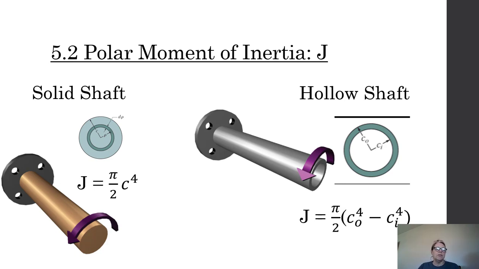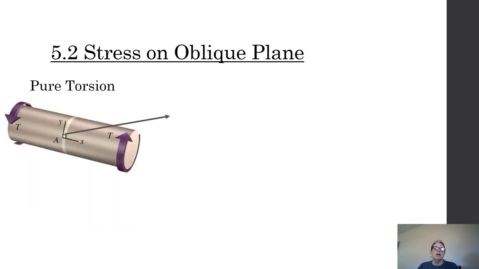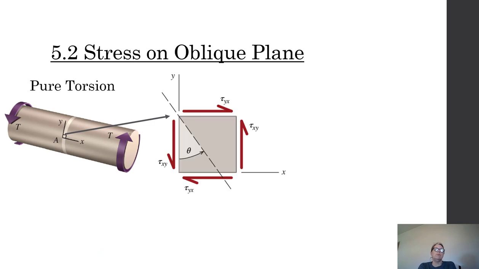Okay, so pi over 2 c to the fourth minus c to the fourth, outer minus inner. Okay, so if we're looking at pure torsion, when we were looking at our axially loaded things and we were pulling, you guys had to do a couple of problems where we cut it and you could find that internal normal, and there was only normal, no shear, but then we also had you cut it at like 60 degrees or 25 degrees or whatever, and all of a sudden we went from pure normal, pure axial to axial and shear, depending on the plane we cut.